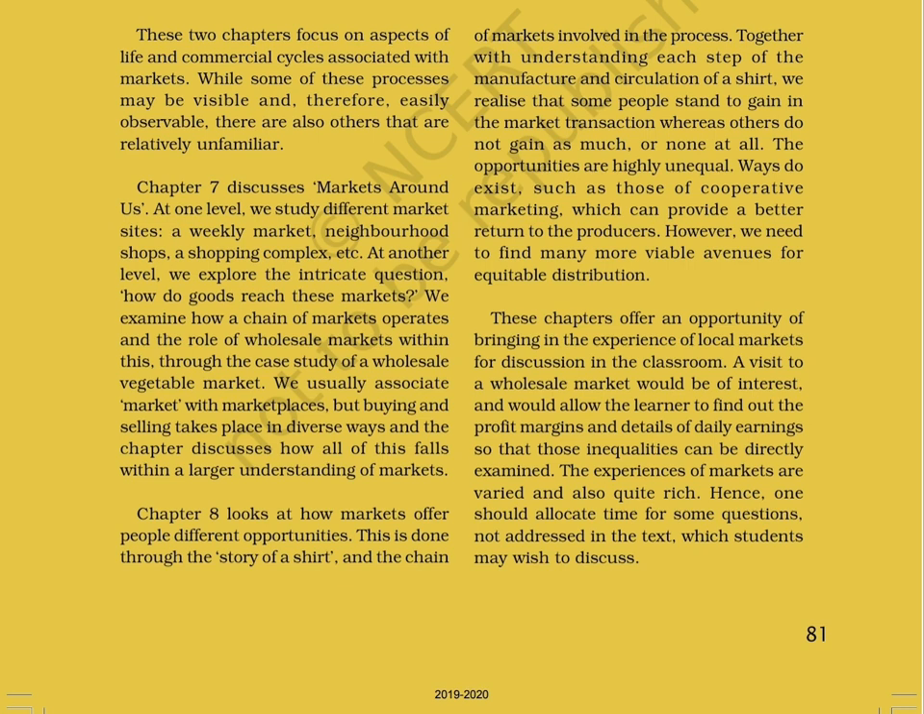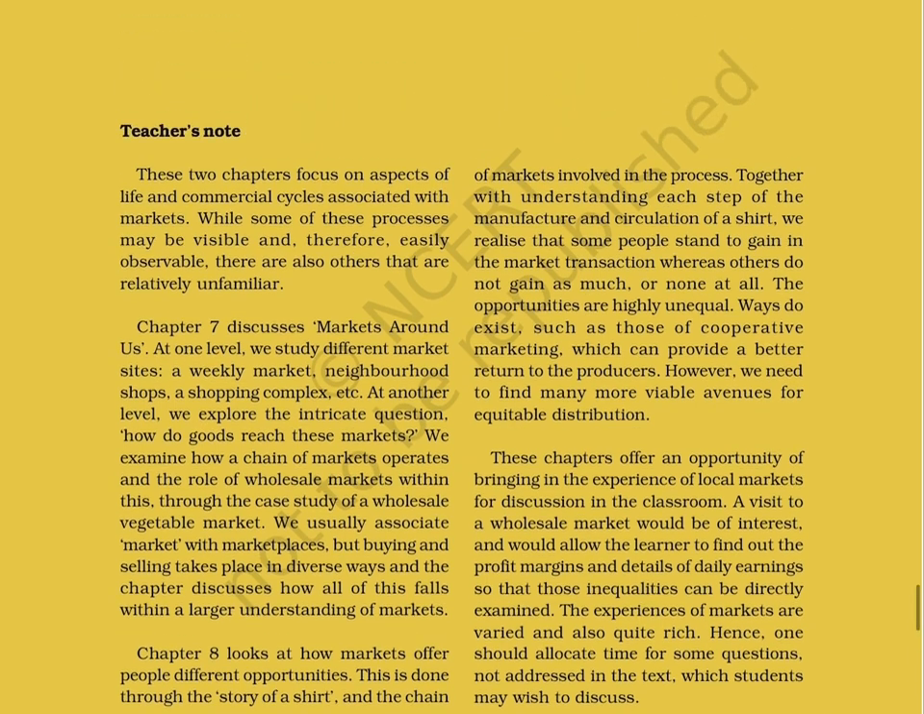Chapter 8 looks at how markets offer people different opportunities. This is done through the story of a shirt and the chain of markets involved in the process, together with understanding each step of the manufacture and circulation of a shirt. We realize that some people stand to gain in the market transaction, whereas others do not gain as much, or none at all. The opportunities are highly unequal.